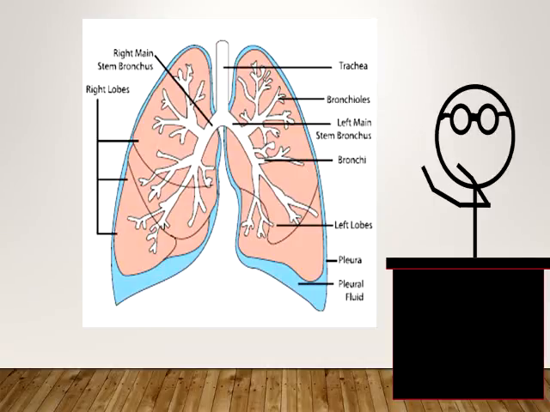The lung itself is divided into lobes. The right side has a right upper lobe, a right middle lobe, and a right lower lobe, whereas on the left side there's only two lobes because the heart kind of gets in the way, and so you're left with just a left upper lobe and a left lower lobe. Now there is a smaller lobe associated with the left lower lobe, and this is called the lingula.